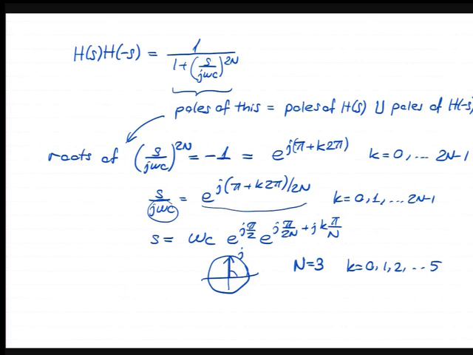I'm going to make a picture on the left. First of all, where do these poles lie? On a circle, right? What's the radius of the circle? Omega c. So this picture is a picture of the complex plane, and that is supposedly the unit circle. Okay, now it's better. So k equal to 0. Where is the pole on the circle?